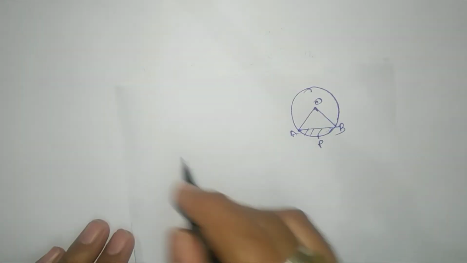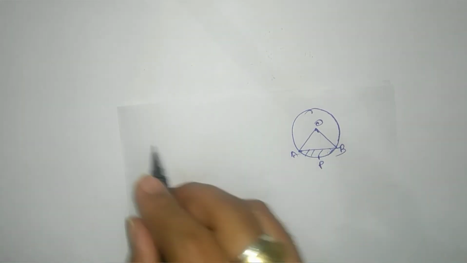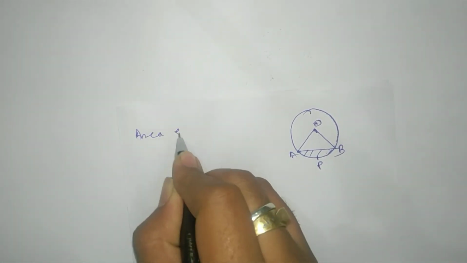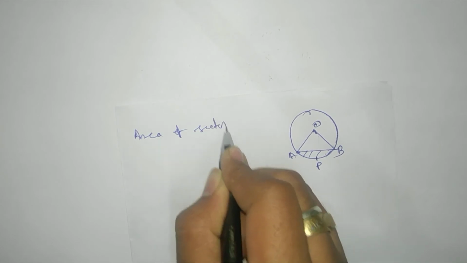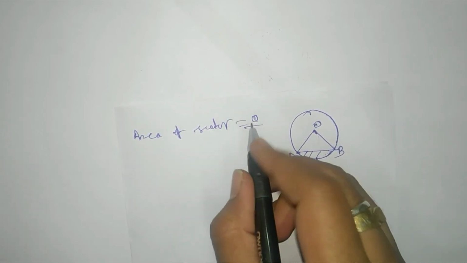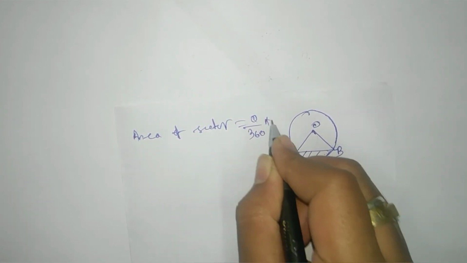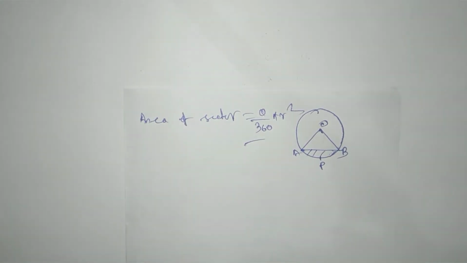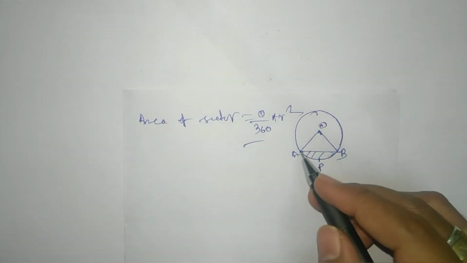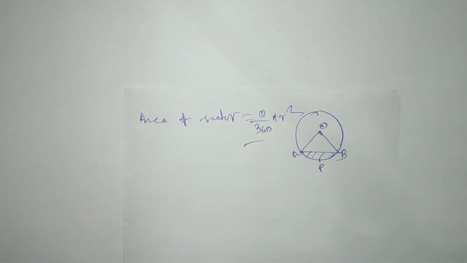So here, for area of sector, we have the formula, that is theta by 360 degrees pi r squared. This is the formula for area of sector. Now you need to find the area of triangle AOB. How are you going to find it?